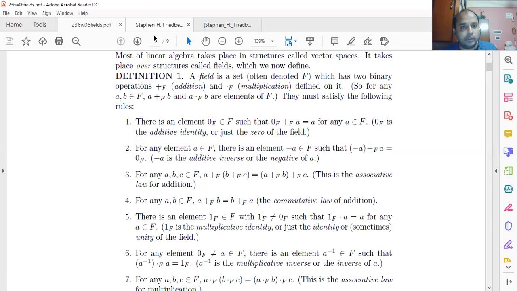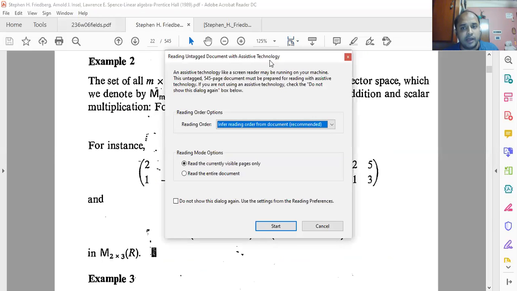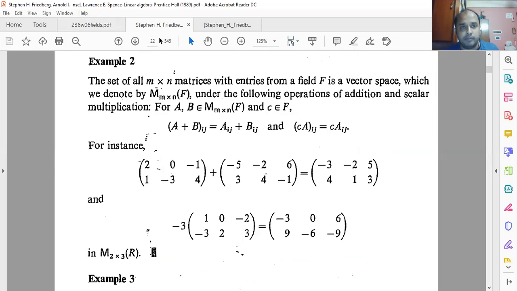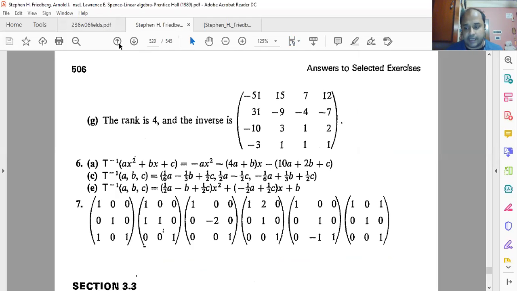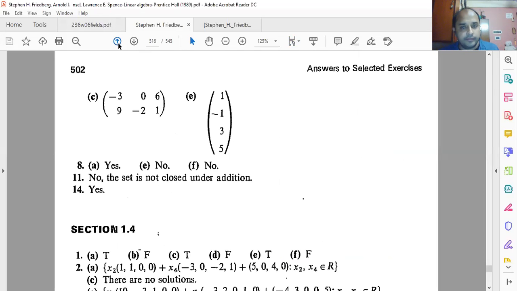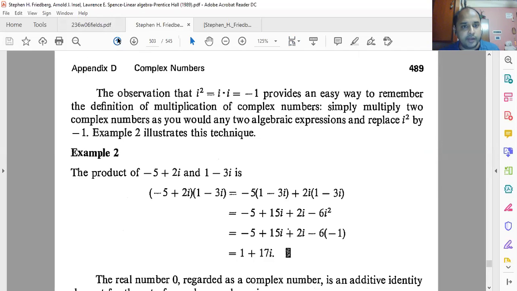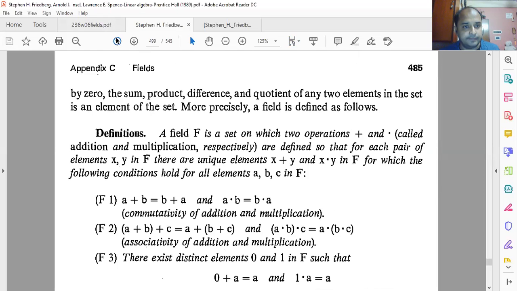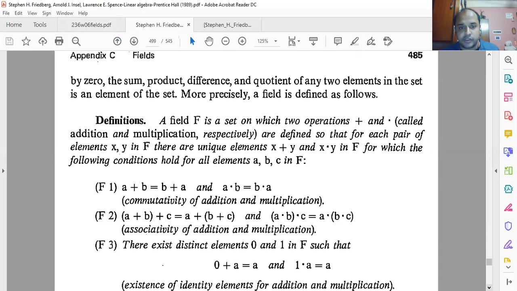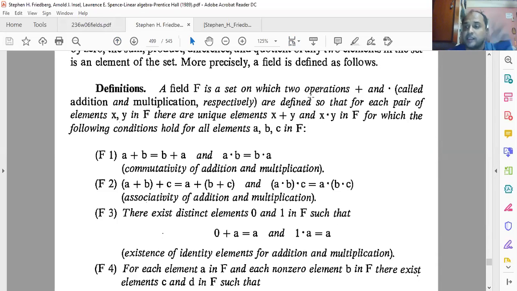I will suggest that if you want to follow the definition of field, you must follow the Friedberg book. Because in the Friedberg book also, the definition of field is there. I'm showing it to you. This is the appendix from the Friedberg book, where you can find the field's definition. That will be more appropriate for you to follow, because you can connect the two things together.